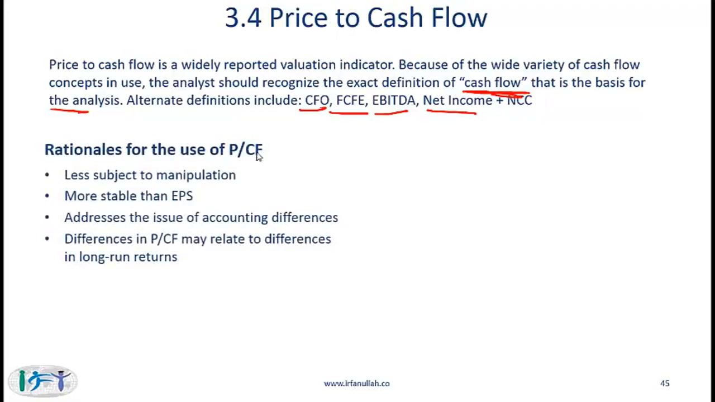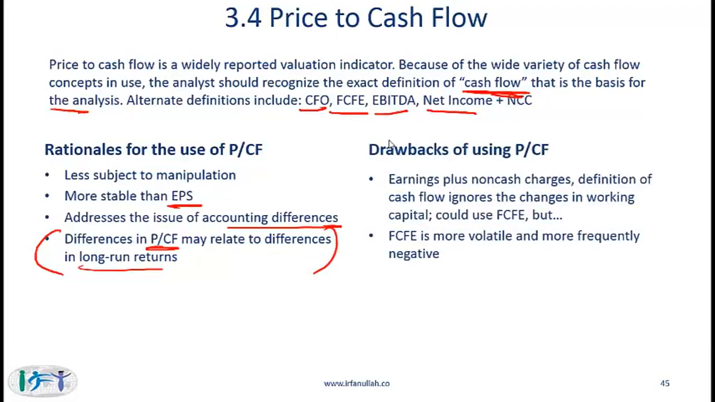What are the rationales? Less subject to manipulation relative to earnings. More stable generally than EPS because there is less room for assumptions and manipulation. Addresses the issue of accounting differences to some extent. Differences in price to cash flow may relate to differences in long run returns. And this last bullet point you will see almost across the board, and I've already explained what this means.